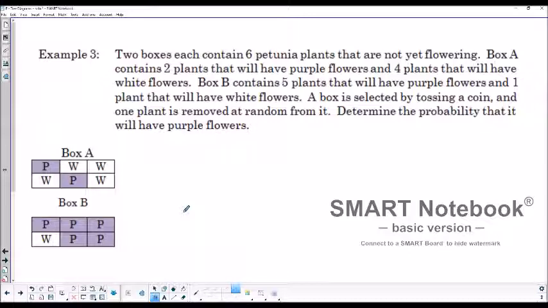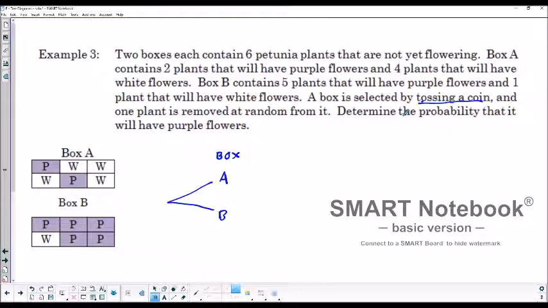So what we're going to do first is flip a coin to see which box we're going to use. Okay, so we have to select the box first. That's the first thing we have to do, because we're trying to find the probability that the one plant we remove will have purple flowers. So we have to select the box first. So it's either box A or box B. Again, I should be using a ruler, so I apologize.